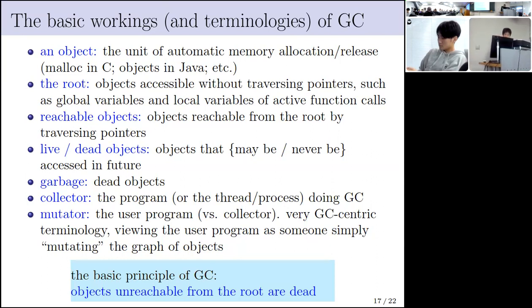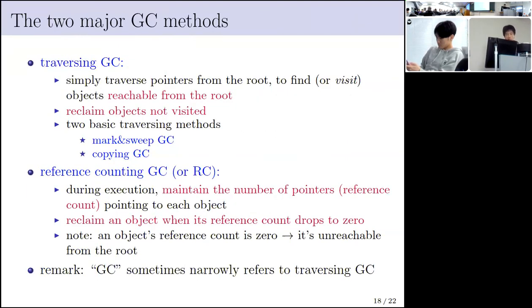So with this terminology, the basic principle of the garbage collector is that objects unreachable from the root are dead, so should be reclaimed. The way the garbage collector basically works is to identify all the objects reachable from the root, identify all the objects that are not reachable from the root, and reclaim all these objects. That's the way the garbage collector basically works. And I'm going into further details next week.